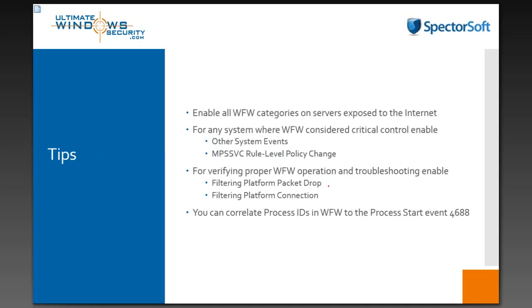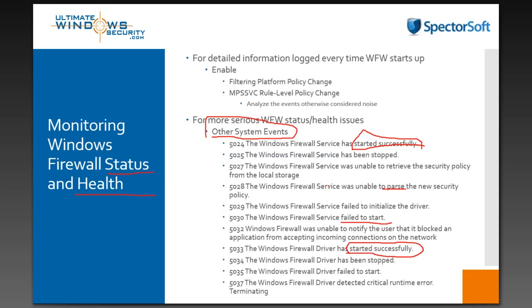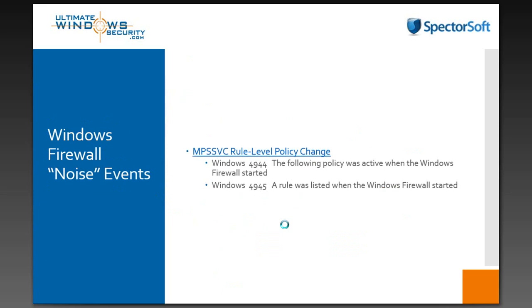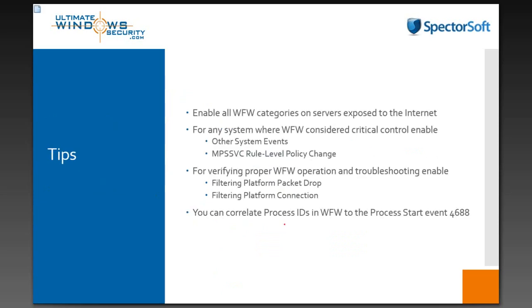Here's a few other tips for you. If I were you, I would enable all of these categories on servers that are exposed to the internet. That is, all of the categories with the exception of the filtering platform policy change category. I would recommend against turning that off in most cases. So, but let's turn on the other ones that we discussed.